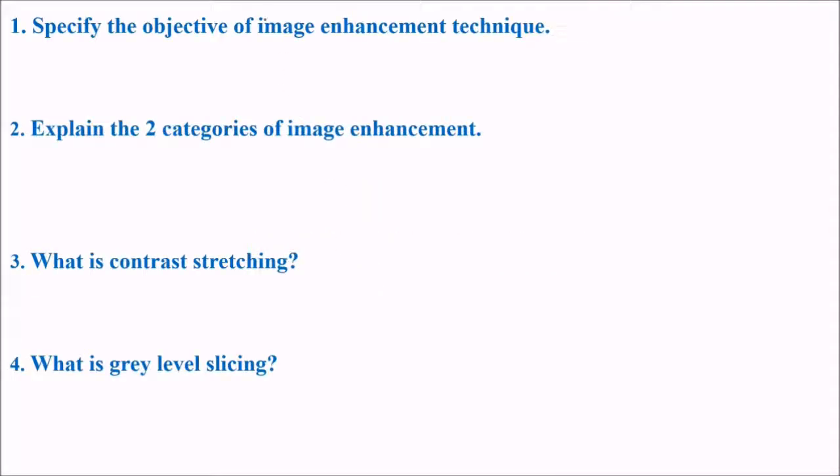In digital image processing, let us see the next topic, which is image enhancement. In this image enhancement, first let us specify the objective of image enhancement technique. You have an image. Now, why do you want to enhance it? Say you want to see only the roads in this image. This image is not good. You want to enhance the brightness or say decrease the contrast. For that, you use this image enhancement technique.